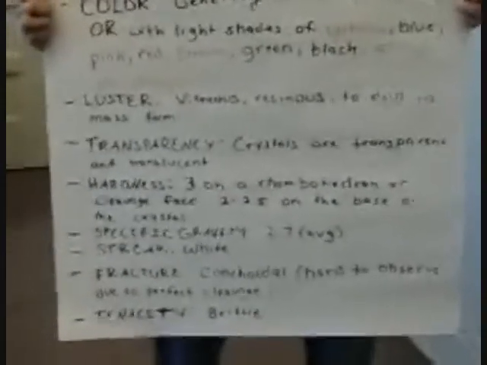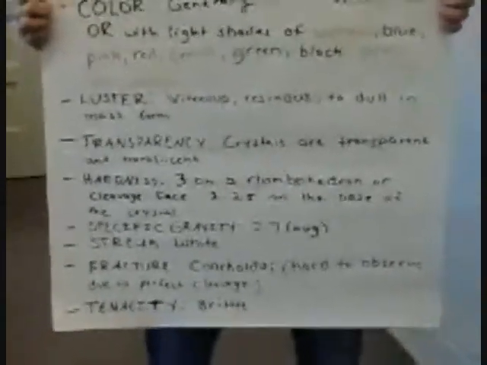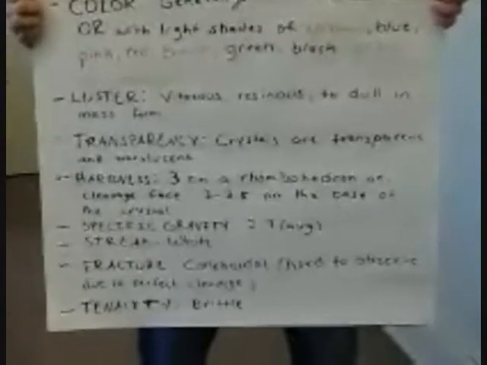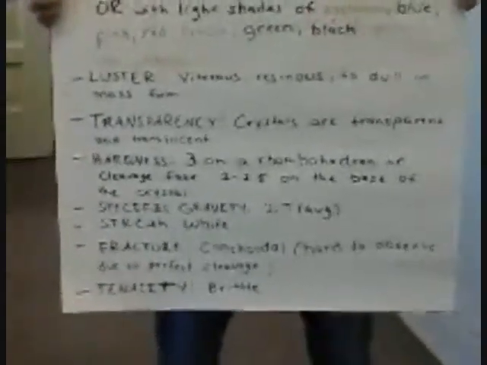Hardness. It is 3 on rhombohedron or cleavage faces, 2 to 2.5 on the base of the crystal, and on average people would say it's about a 3. Specific gravity is 2.7 on average. The streak is white. Fracture is conchoidal, but it's really hard to tell because of the perfect cleavage.